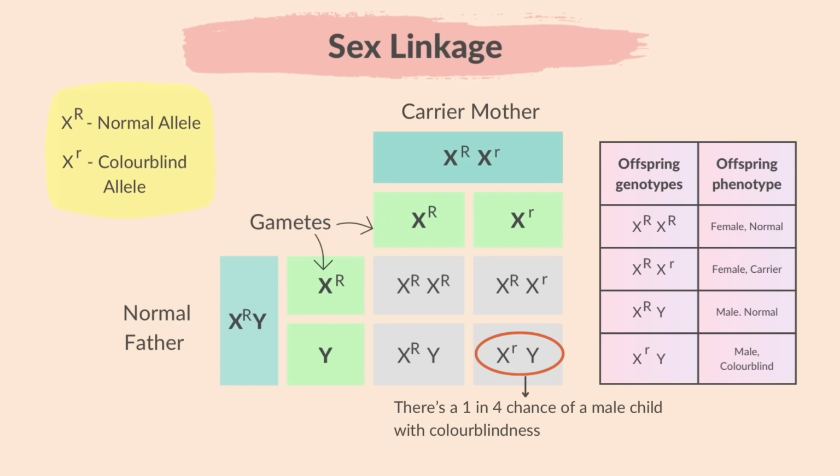The inheritance of red-green color blindness is more commonly seen in males, as they only have one X chromosome. Females, on the other hand, need to inherit 2 copies of the color-blind allele, that is X small r X small r, to exhibit color blindness, as the normal dominant allele X capital R on their other X chromosome masks the effect of the recessive allele.